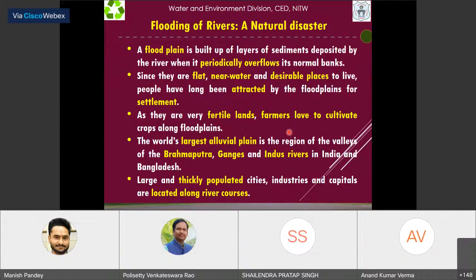And if you look at it, some of the rivers in our country, that is Brahmaputra and Ganges and Indus rivers, they have the largest alluvial plain, and that becomes the hotspot or the most preferred location for farmers, particularly for cultivation. And large and thickly populated cities, industries, capitals are located along the river courses. So that shows how important the floodplains are, and how they are being used at this point of time.